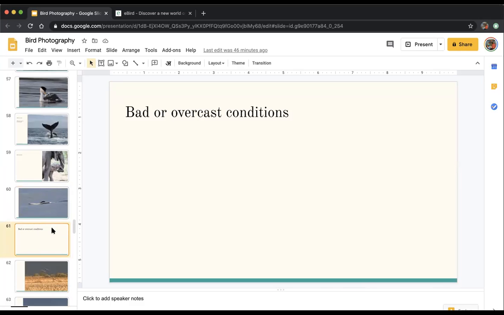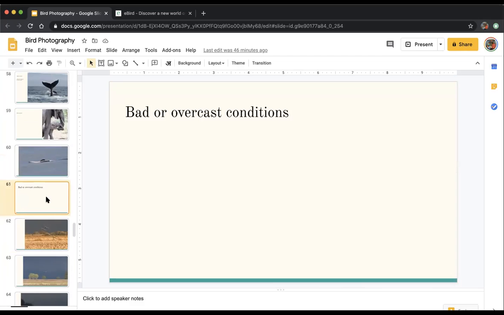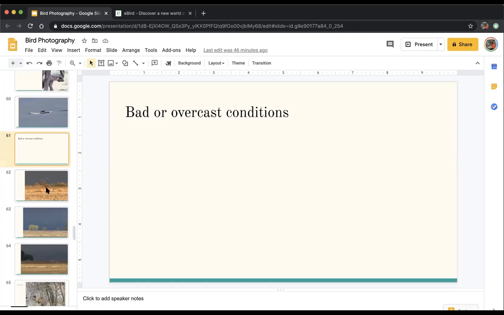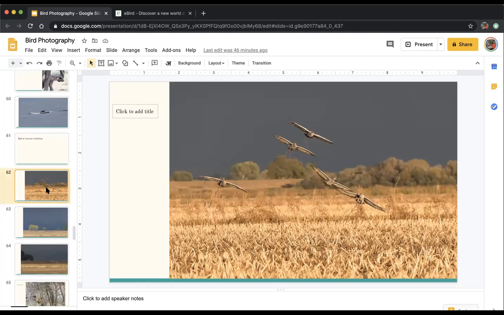Yeah, I'm going to try to wrap it up quickly. So, bad or overcast conditions. Sometimes you may not want to go out when it might rain or it's overcast, but I'm going to try to argue that there are certain benefits to that. If you look at this picture, the birds and the colors on the birds are nicely exposed. And the sky in the background is gray, if not dark gray, I would say.